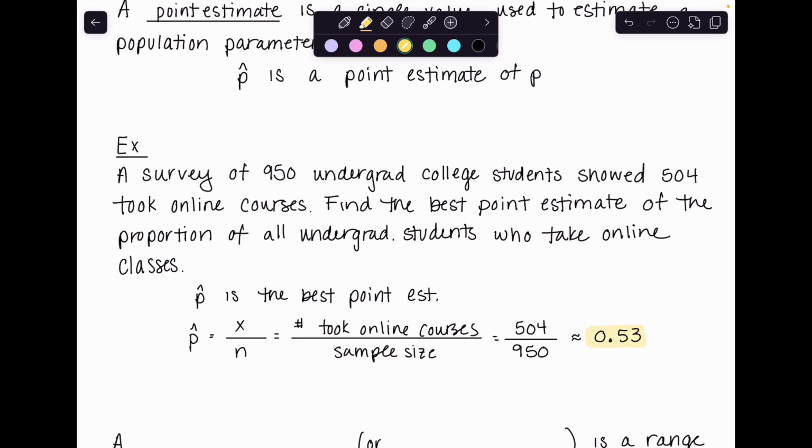Now, obviously, there are more than 950 undergrad college students. Even at our college, there are way more than that. So this is just an estimator, but it is a single value that estimates the proportion of people that take online courses. What we really want to focus on is how confident are we that this is a good estimate?